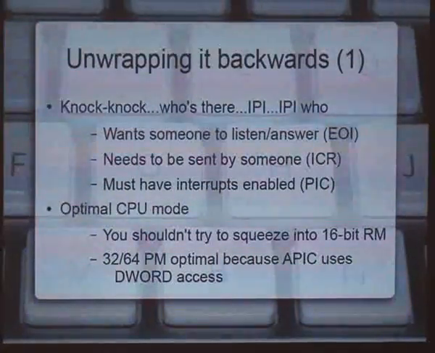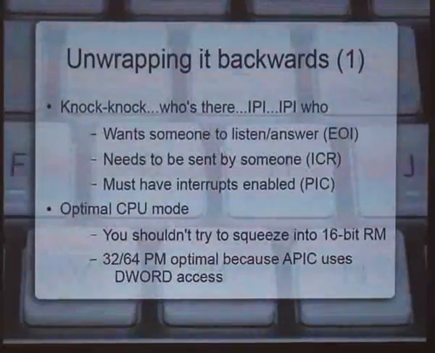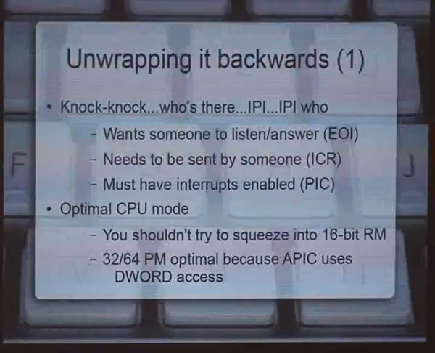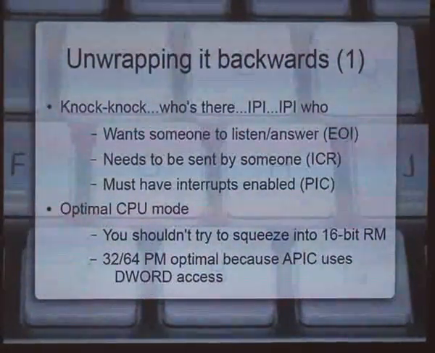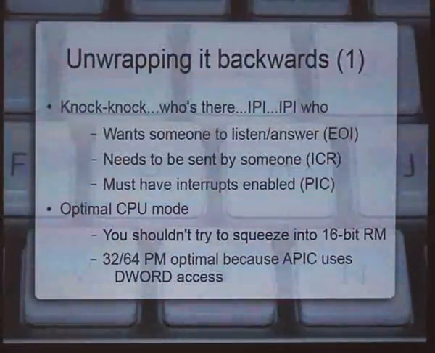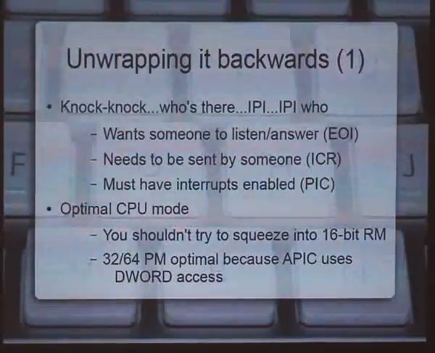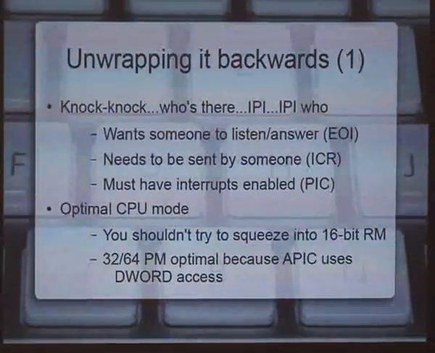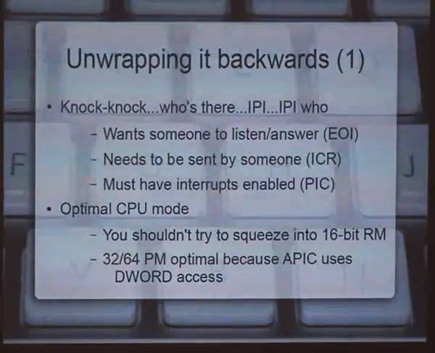They must have interrupts enabled, like I talked about before, and now there's the case of the CPU mode. I even tried waking them up in 16-bit mode, but it happens, surprise, surprise, that it uses D-word access, and the memory-mapped area is at the top of memory. It's around 4 gigabytes, so it's really hard to do it in 16-bit mode, so I switched to 32-bit protected mode, and things got easier.